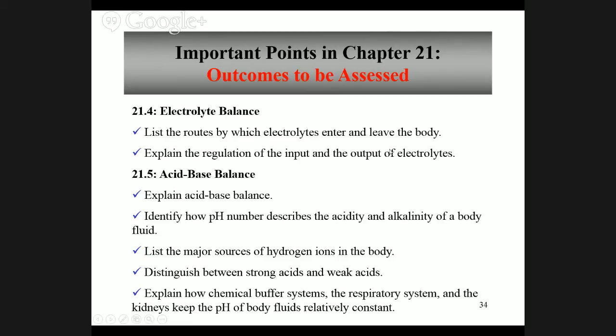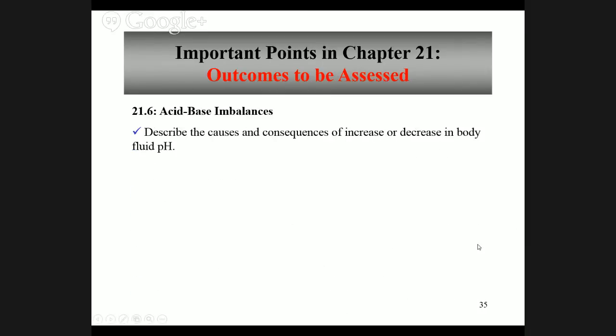List the routes by which electrolytes enter and leave the body. Explain the regulation of the input and output of electrolytes. Explain the acid-base balance. Identify how pH number describes the acidity and alkalinity of a body fluid. List the major sources of hydrogen ions in the body. Distinguish between strong acids and weak acids. Explain how chemical buffer systems, the respiratory system, and the kidneys keep the pH of body fluids relatively constant. And describe the causes and consequences of an increase or decrease in body fluid pH. Well, that's all for Chapter 21. So I'm going to exit this one, and I'm going to start on Chapter 22.